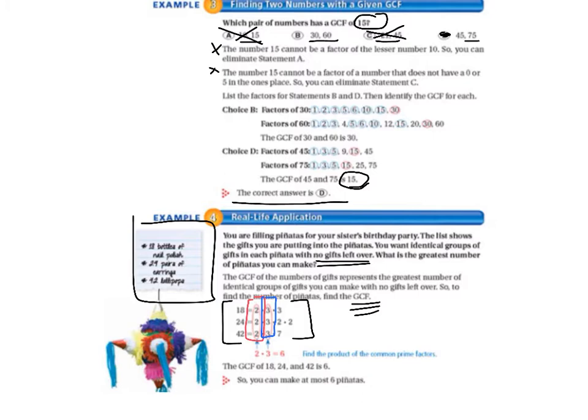So we're going to multiply that. We find the product of the common prime factors, 2 times 3, which equals 6. So the greatest common factor of 18, 24, and 42 is 6. So you can make at most 6 piñatas.